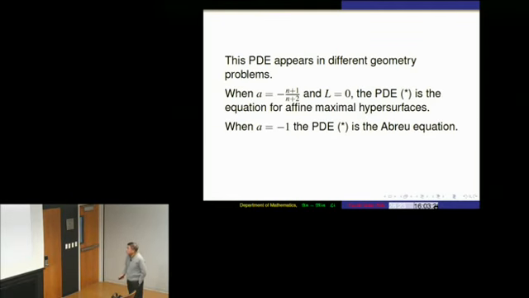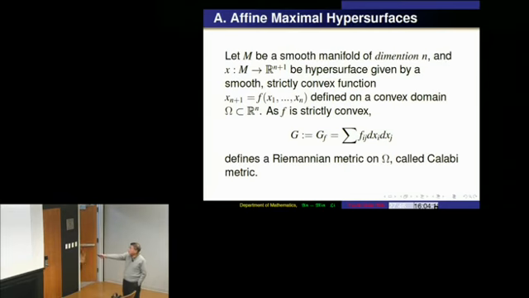This PDE appears in different geometry problems. For example, when A equals minus (n+1)/(n+2) and L equals 0, then the PDE is the equation of the affine maximal hypersurface. And when A equals minus 1, the PDE is the Abreu equation. So we would like to discuss these two equations, the Abreu equation and the affine maximal hypersurface equation. First of all, I talk about the affine maximal hypersurface.